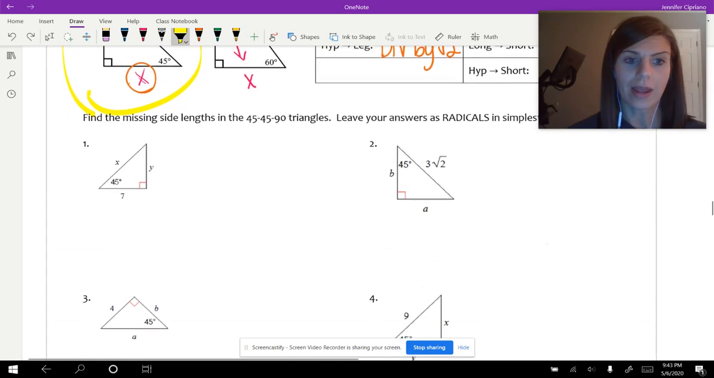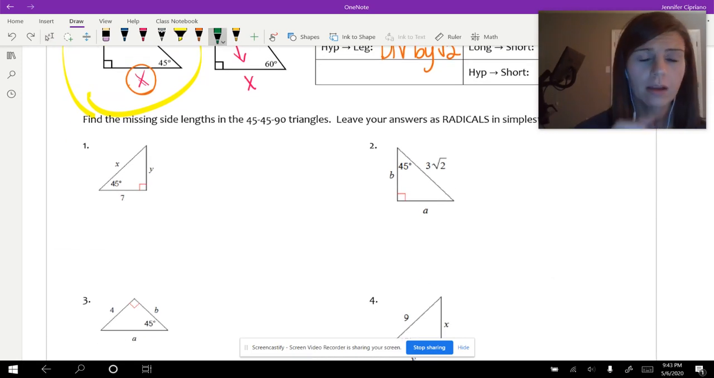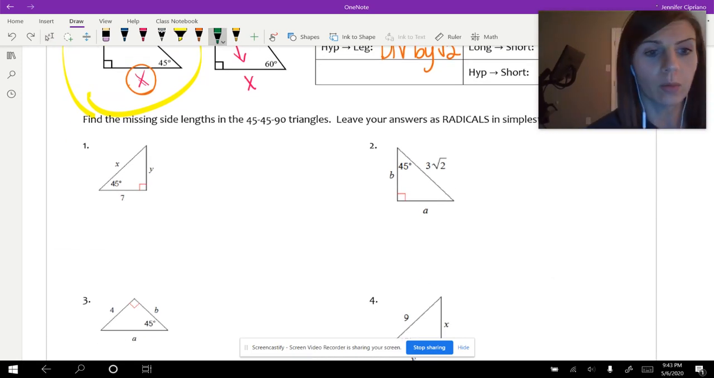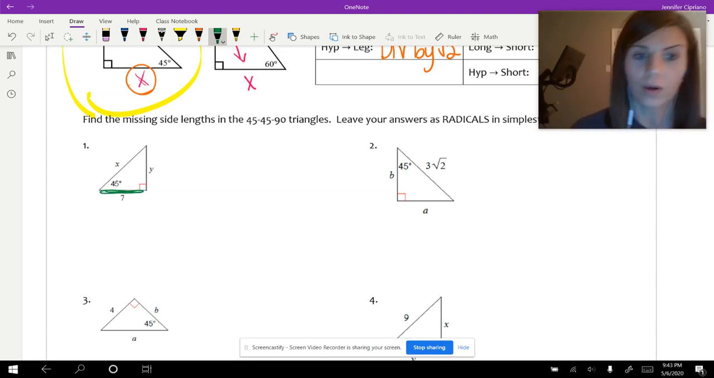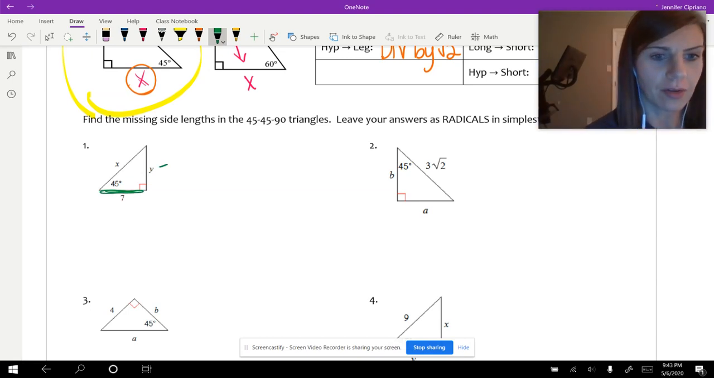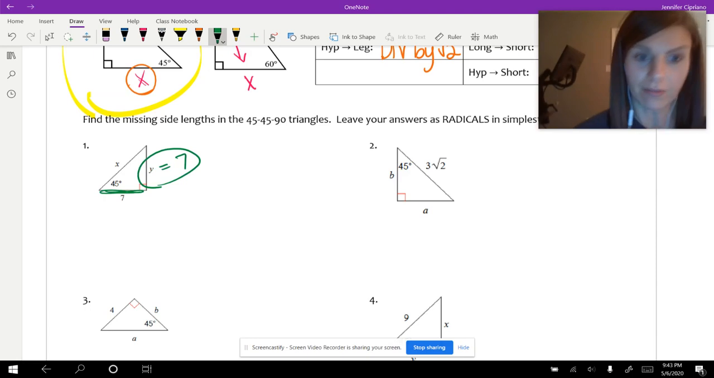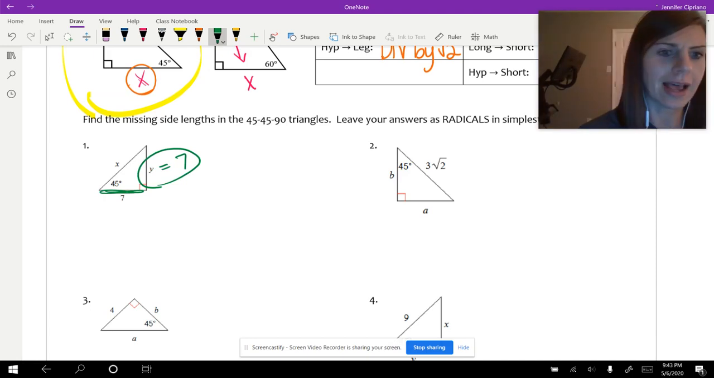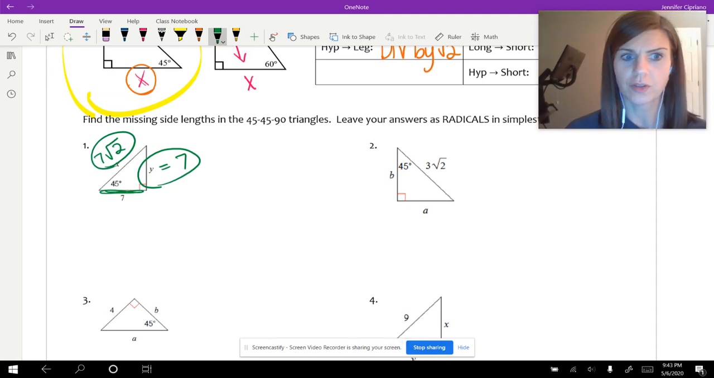Okay, in number 1, identify what you're given. In number 1, we are given one of the legs. That means the other leg has to also be 7. And then the hypotenuse has to be that measurement times the square root of 2. So those are the 2 missing sides of that triangle.